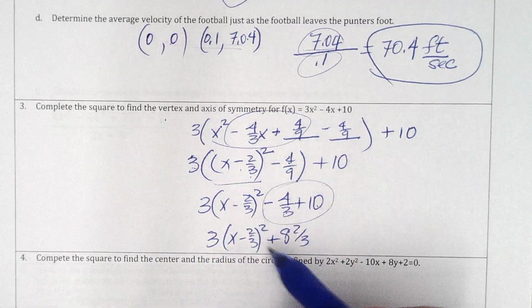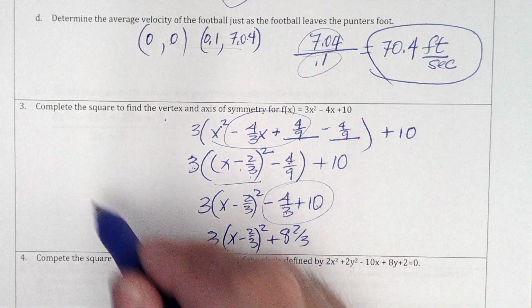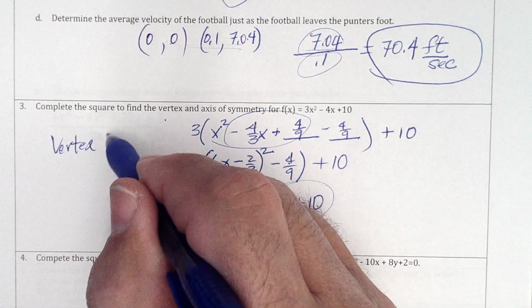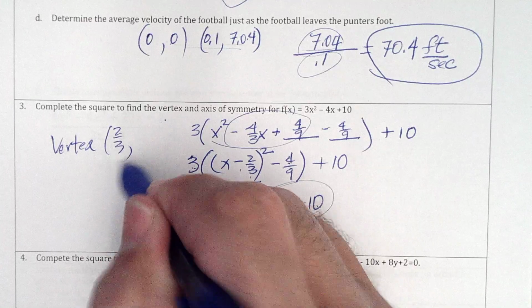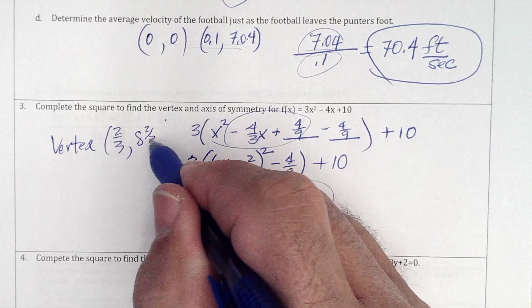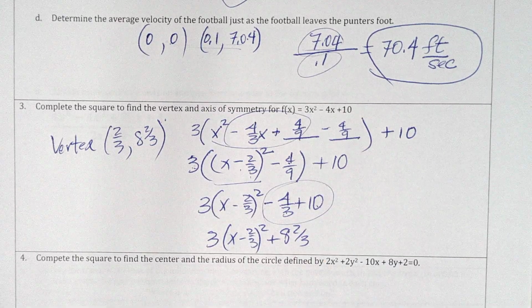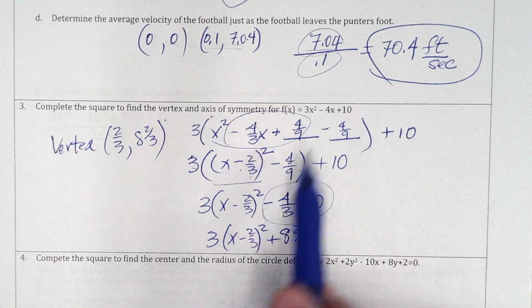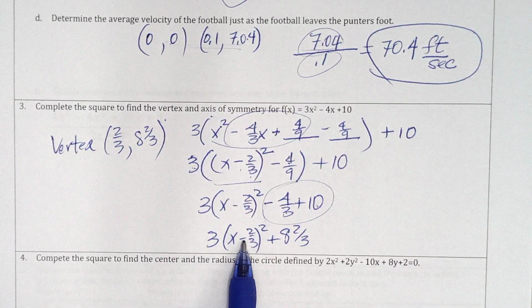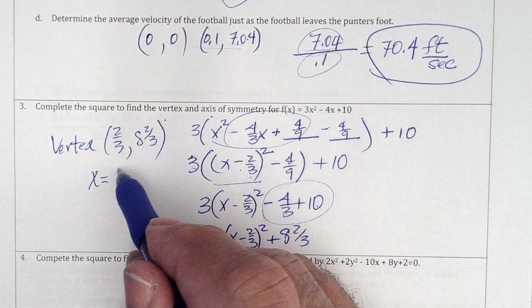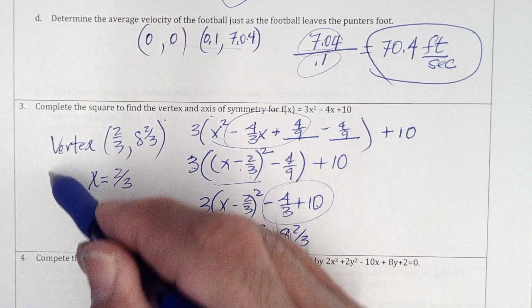So the vertex, this thing is moved to the right 2 thirds, and up 8 2 thirds. So that's the vertex. It's right side up. And the axis of symmetry, it's moved over to 2 thirds. It's always an equation, x equals 2 thirds.